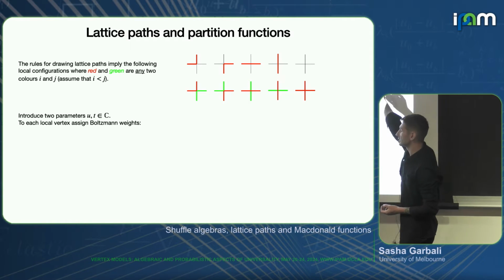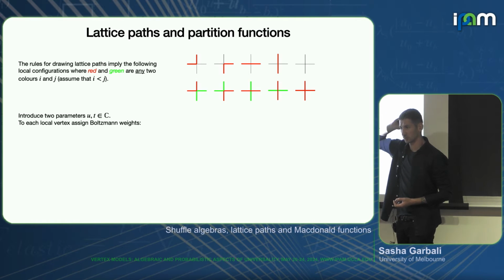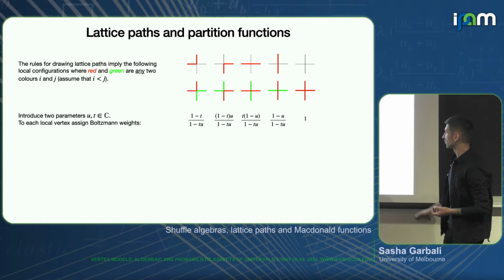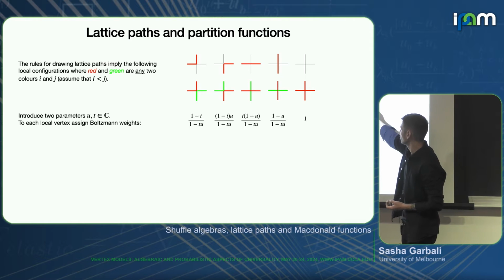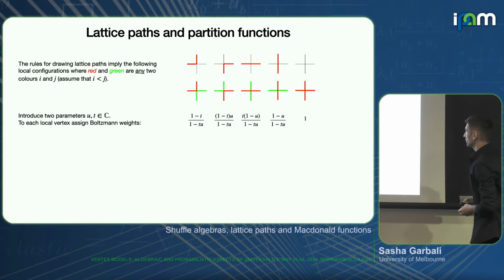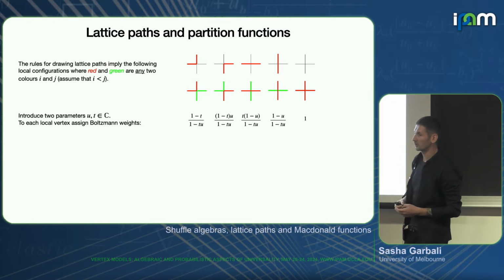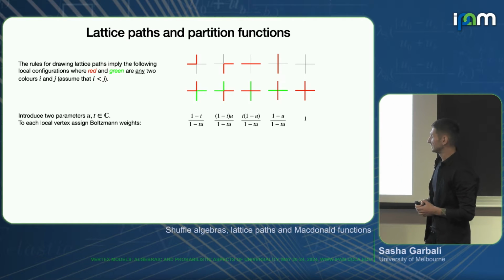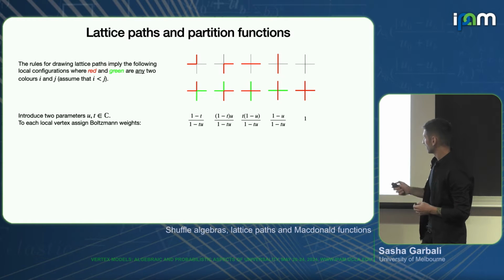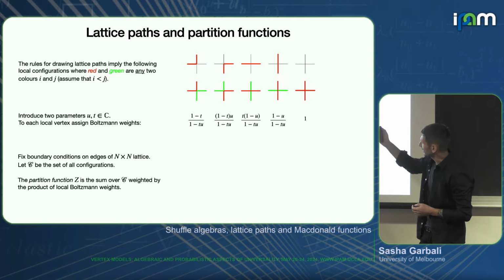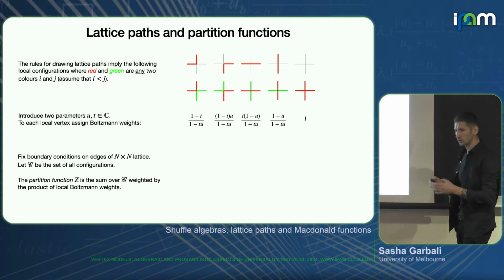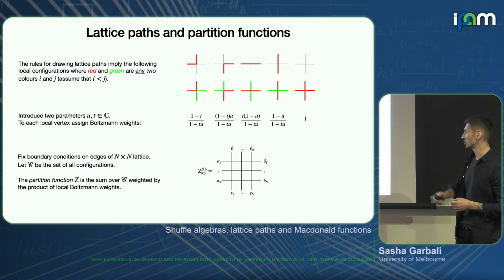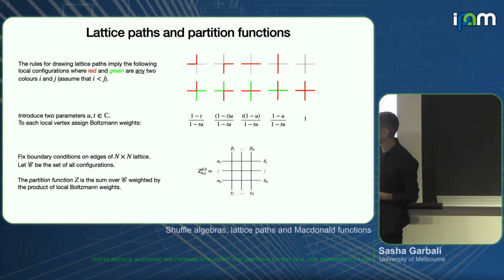And for these local configurations, we would like to introduce Boltzmann weights. And these are the Boltzmann weights that we choose. We introduce the parameter T and the parameter U, where U is called the spectral parameter. So these Boltzmann weights are coming from the R matrix of U_T SL_N quantum group, which I will come back to later. So now the question is, let's take n by n lattice, look at all possible configurations, and compute partition functions with arbitrary boundary conditions.